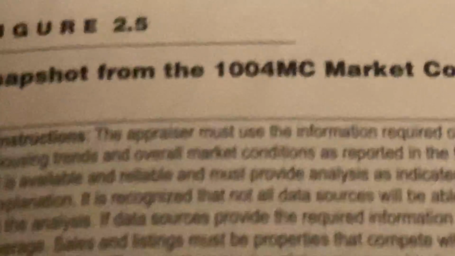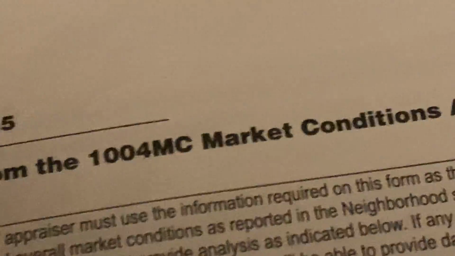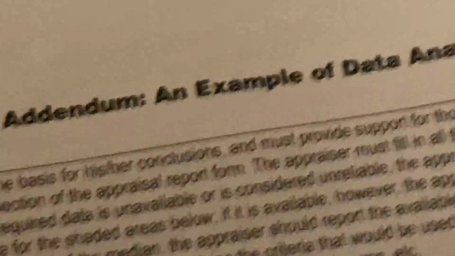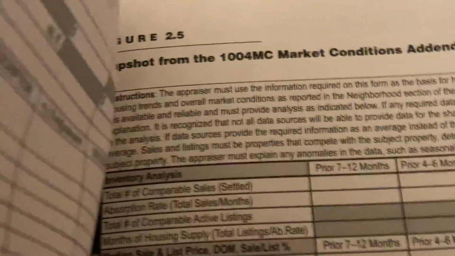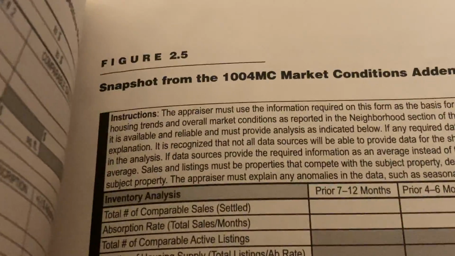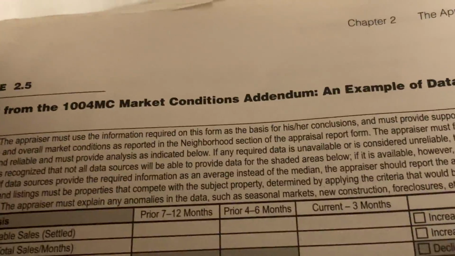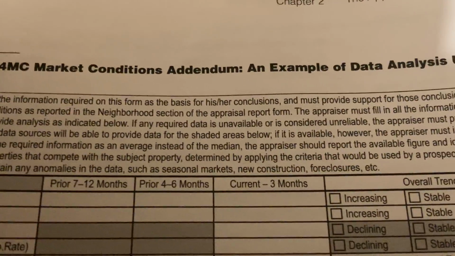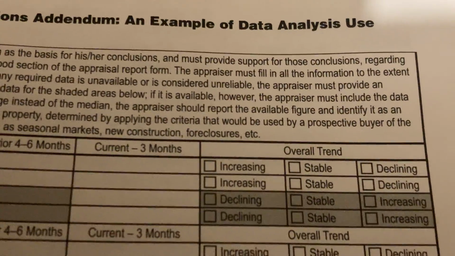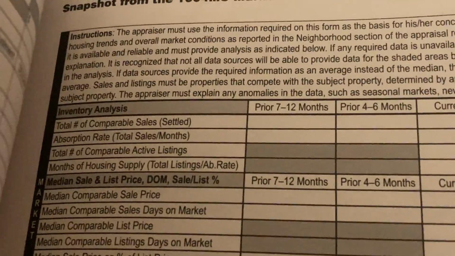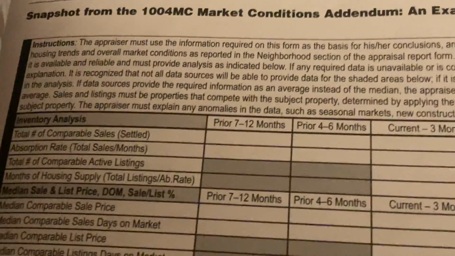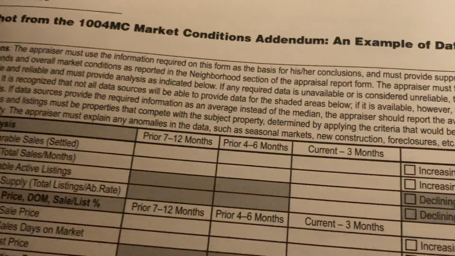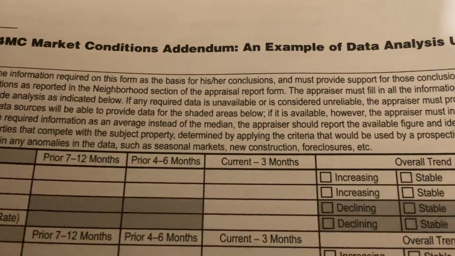It's a snapshot from the 1004 MC Market Condition Addendum, an example of data analysis use. Instructions. The appraiser must use the information required on this form as the basis for his/her conclusions and must provide support for those conclusions regarding housing trends and overall market conditions as reported in the neighborhood section of the appraisal report form.